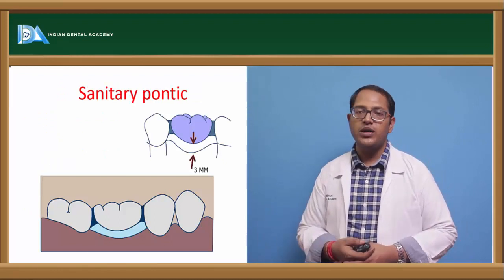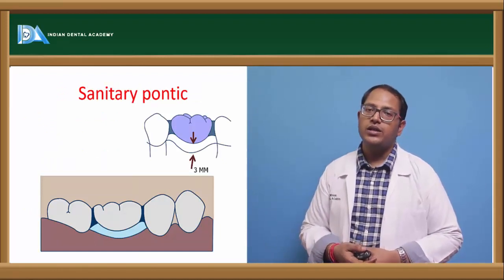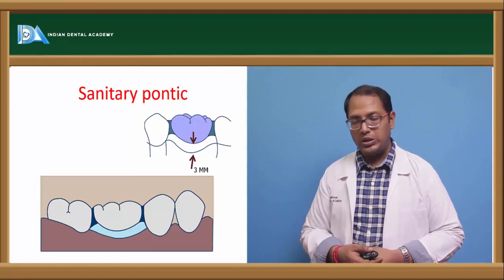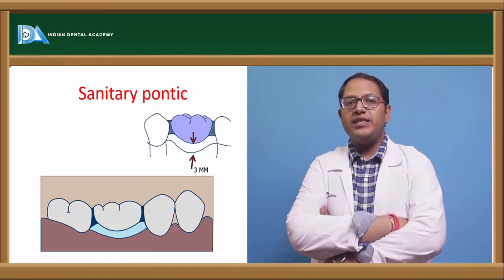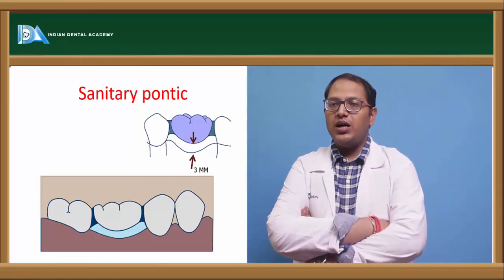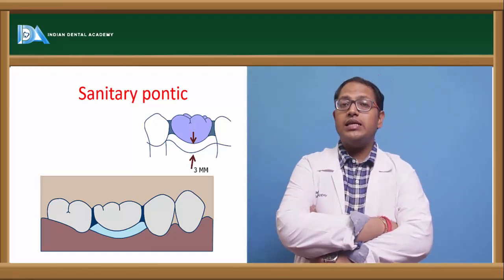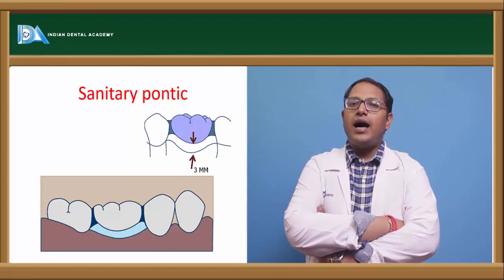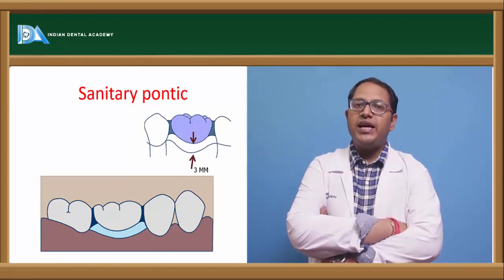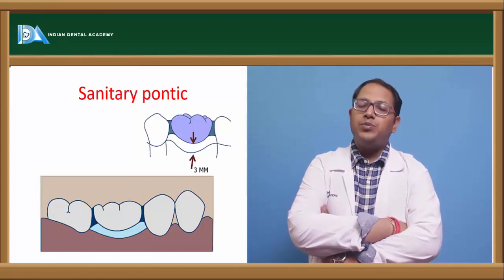Coming to the first one, the sanitary, a no mucosal contact Pontic. So something which is related to hygiene. How will we maintain the hygiene? Where can we use this? Where is the indication to use it? The hygiene can be maintained when there is space between the ridge and the Pontic.